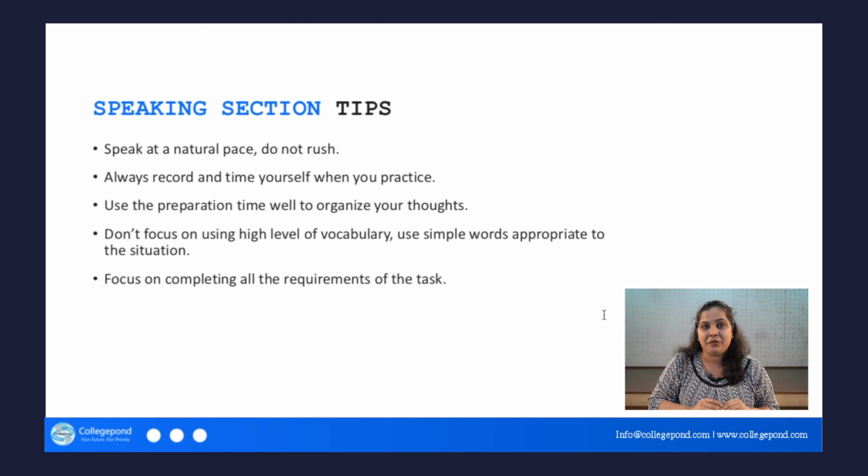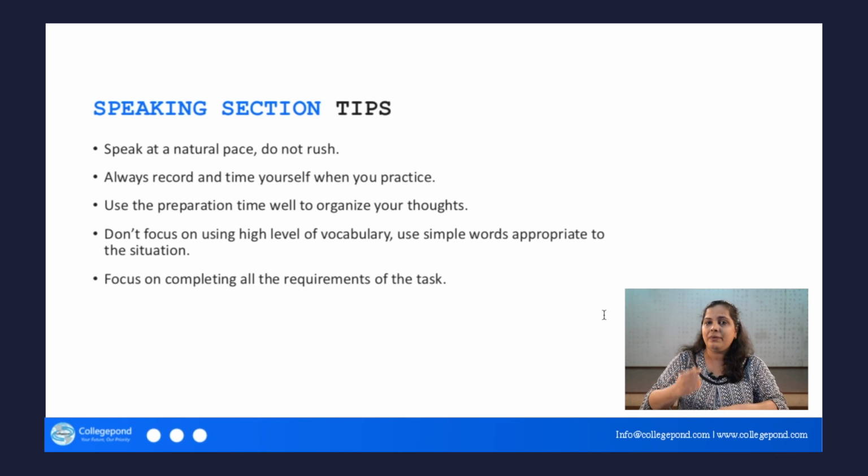Finally, some tips for you. Speak at a natural pace. Do not rush, right? What you need to do is you need to always record and time yourself when you're practicing. A lot of students do this. They speak to themselves in front of the mirror so that they can get comfortable with their own gestures, or they can emote, they can use the right intonation. So do that if that helps you while you practice.